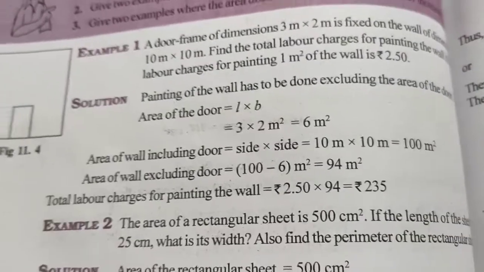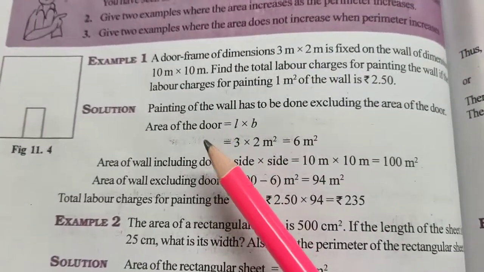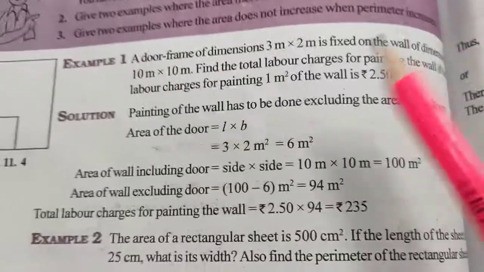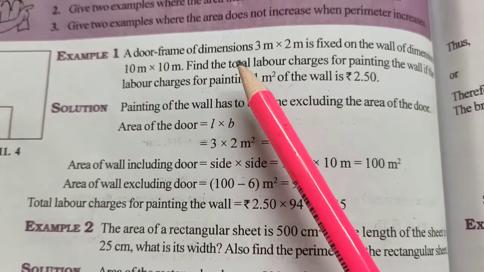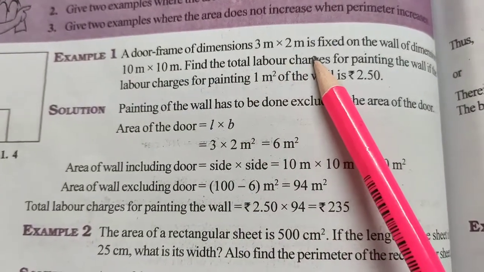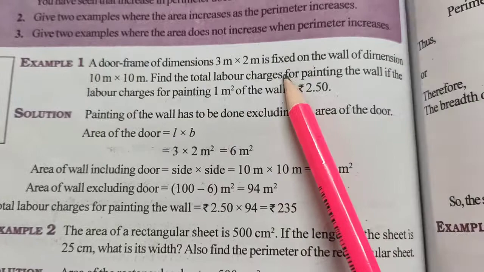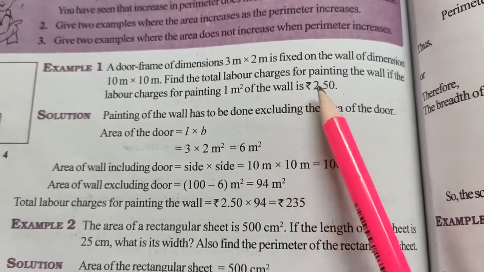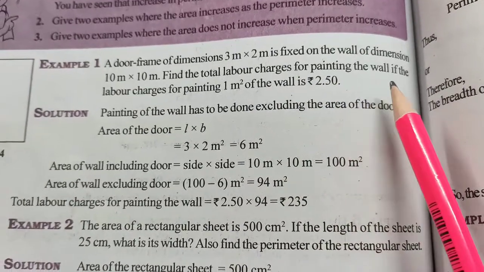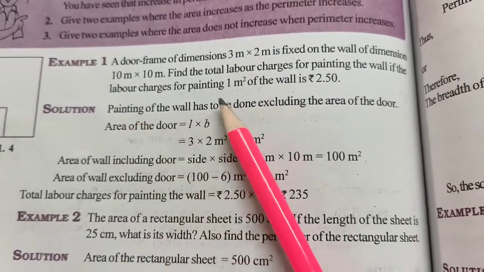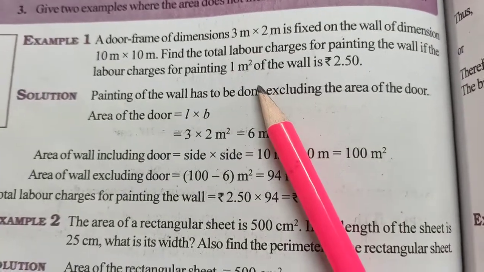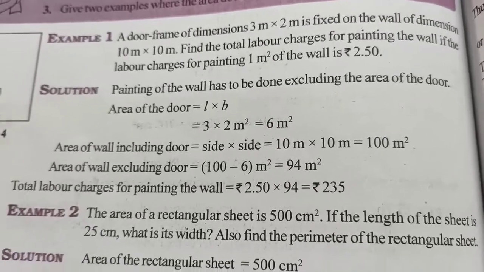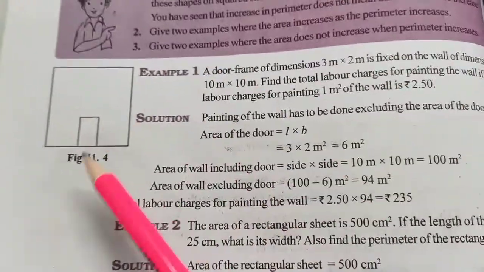Welcome back, students. Now we will see the solved examples on the basis of area and perimeter of rectangle and square. See the first question. A door frame of dimensions 3 meter and 2 meter is fixed on the wall of dimension 10 meter into 10 meter. Find the total labor charges for painting the wall if the labor charges for painting 1 meter square of the wall is rupees 2.50.